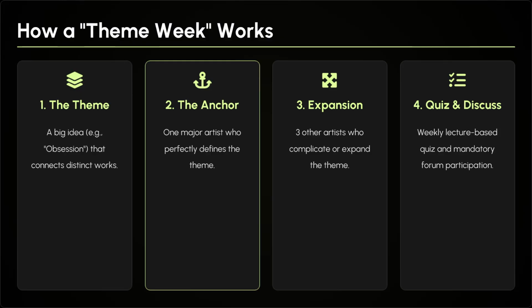In order to make this class manageable, I use a specific template for every single week. First, we have the theme, the big idea, like obsession. Second, I introduce an anchor artist, one major figure who perfectly defines the theme. Third, we look at an expansion artist, or more expansion artists, usually 3, who will complicate the first idea. And fourth, you have your weekly assessments, the quiz and the discussion board. If you understand the anchor artist, you understand the assignments for the week.